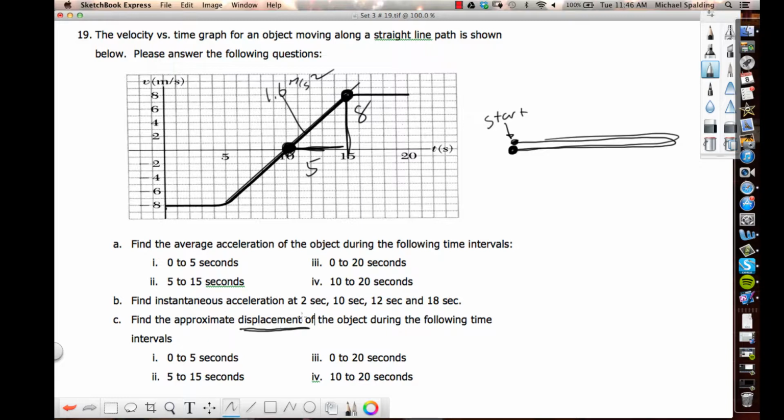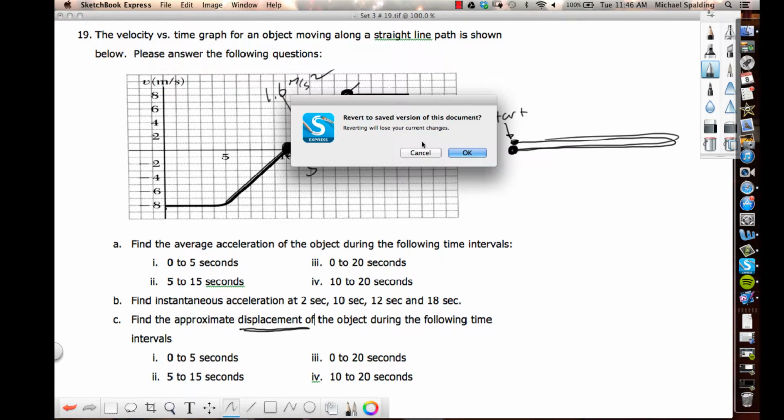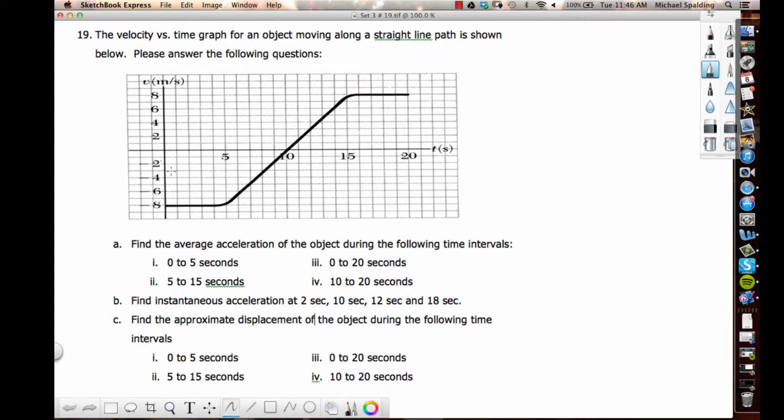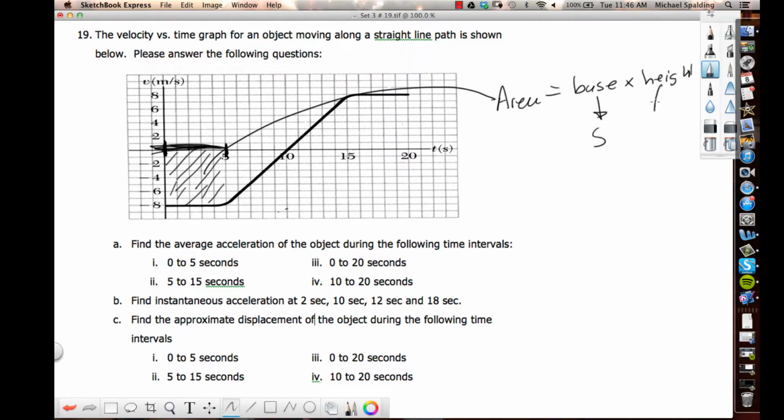Okay, so find the approximate displacement of the object during the following time intervals. So from 0 to 5. How do we do this? From 0 seconds, from here to there, how do we find displacement on a velocity time graph? It's the area, right? Should I show you again why that's displacement? How do you find area? Base times height. What's the base measured in? Seconds. What's the height measured in? Meters per second. What happens if you multiply seconds by meters per second? They cancel and you get meters, which is displacement.